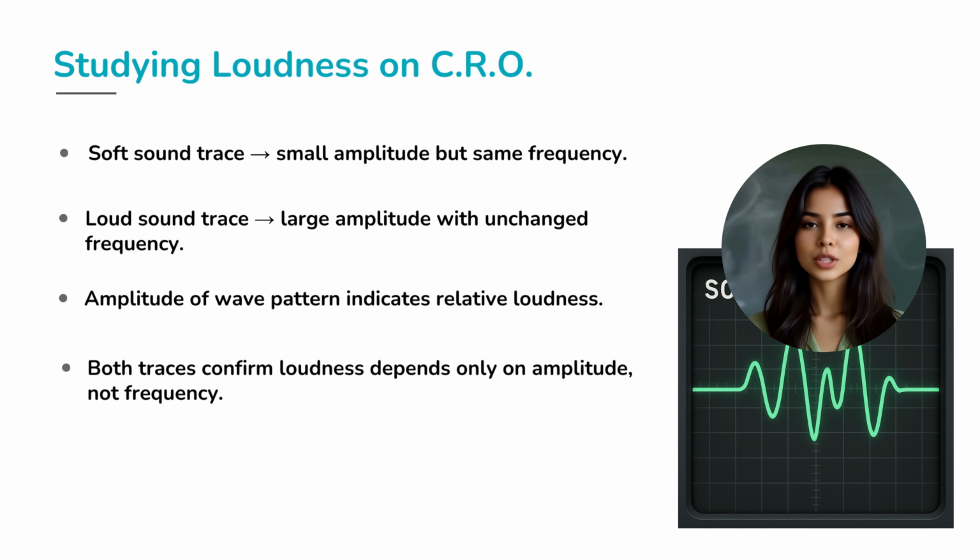Let's make this visual. When you strike a tuning fork softly and place it before a microphone, the C.R.O shows a wave with small amplitude. That's your faint note. Strike it harder and you see a wave with large amplitude, but notice something important: the frequency doesn't change. Both soft and loud notes have the same pitch and quality. Only the amplitude, the height of the wave, changes. This is why we say loudness depends on amplitude, not frequency.